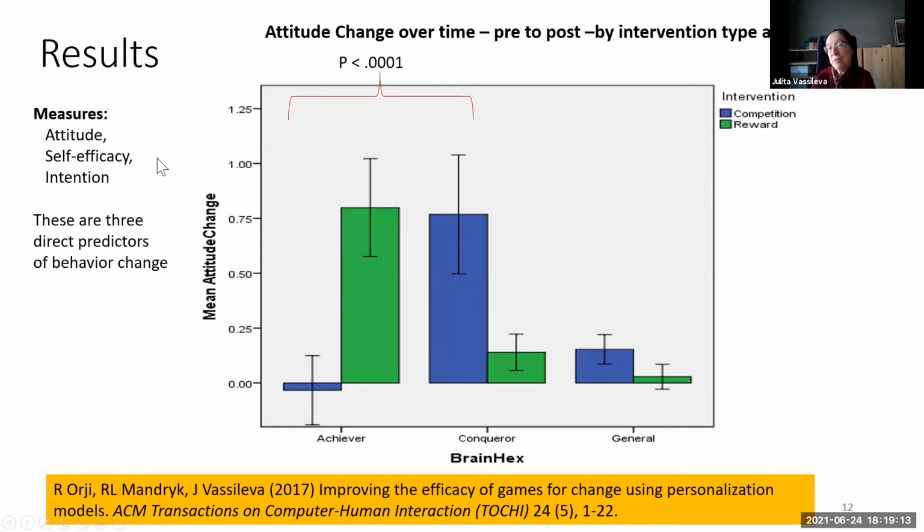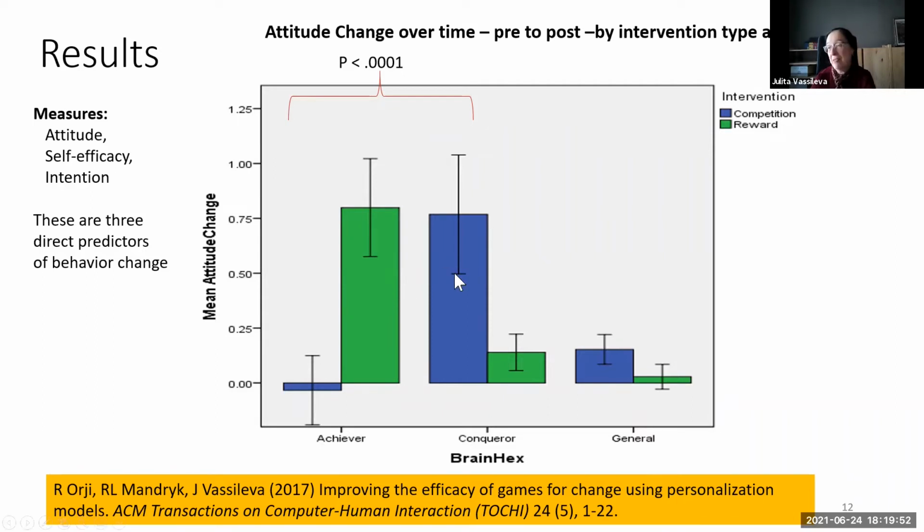And here is the result for attitude change. We see that achievers are really strongly influenced by the reward, which is the strategy tailored and personalized for them. Conquerors are also very strongly influenced by the other strategy, which was tailored for them, the competition strategy. In general, the random strategies, not tailored to users, show a positive effect. All of them were motivational, but not such a good effect as the tailored ones. So it really makes sense to personalize.